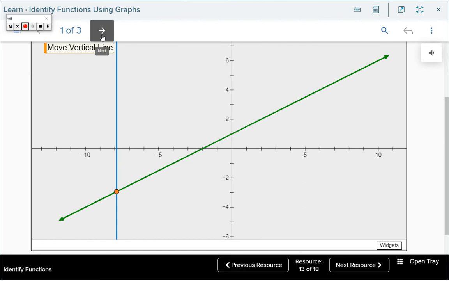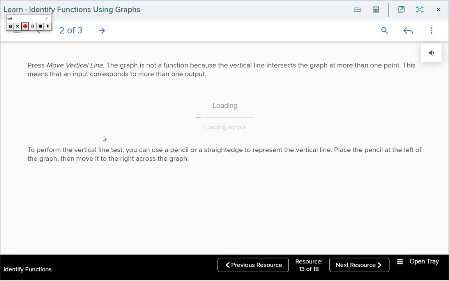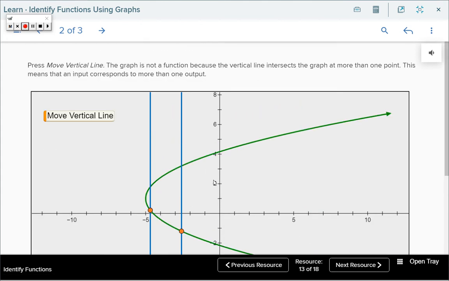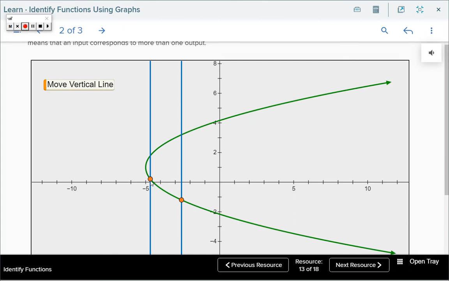But if I have this, did it already cross more than once? It's crossing it more than one time, right? So if it ever crosses it more than one time, that means it's not a function. Does that make sense? So would this be a function? No. It's not a function because the vertical line intersects at more than one point. So no matter where I put this, it's going to cross it more than once. Does that make sense? That's why that's not a function.